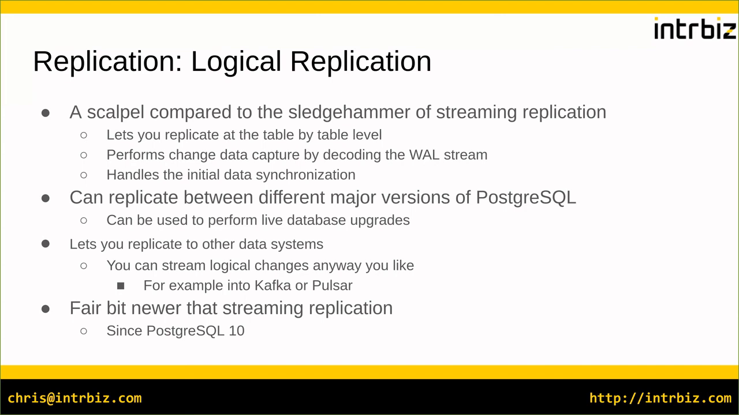But it also lets you do fun things like multi-master two-way replication. You can replicate into other systems, for example, say Kafka or Pulsar, which could then push that data off. You can pull the data out as just JSON if you want. So it gives you a huge amount of possibilities and things you can do. And obviously it's a fair bit newer than the streaming replication, and it's only been around for the last 3 or 4 releases.